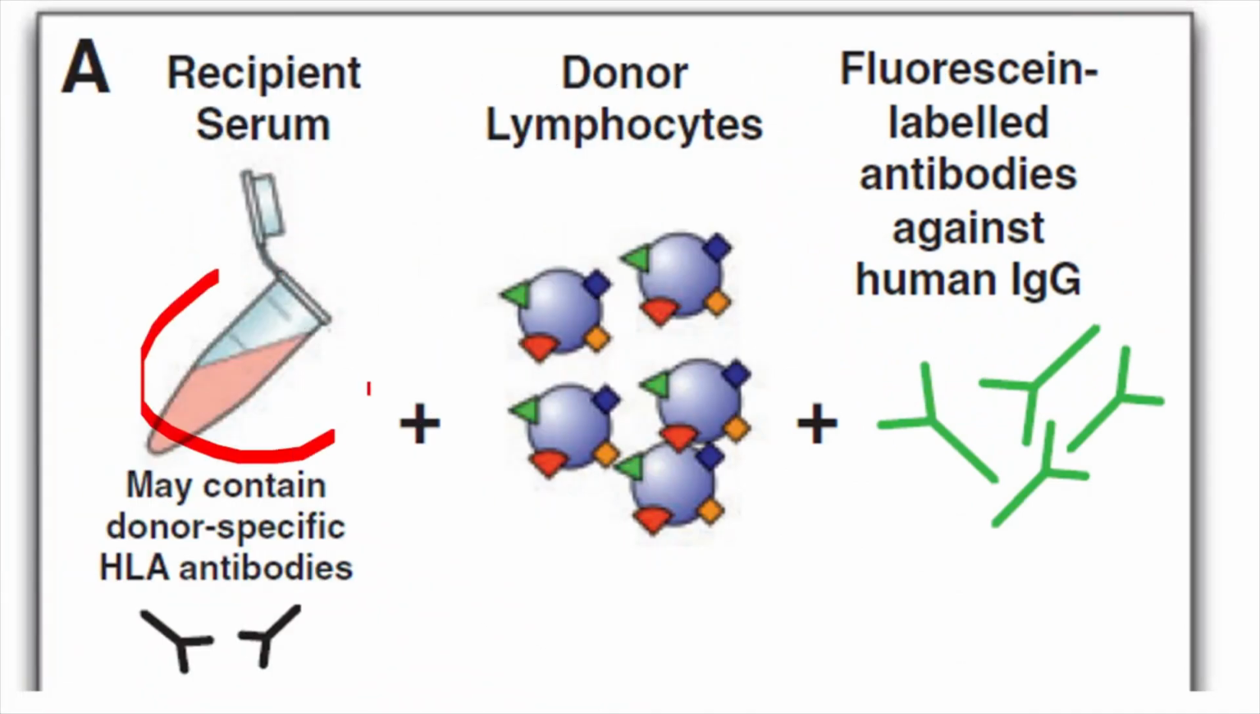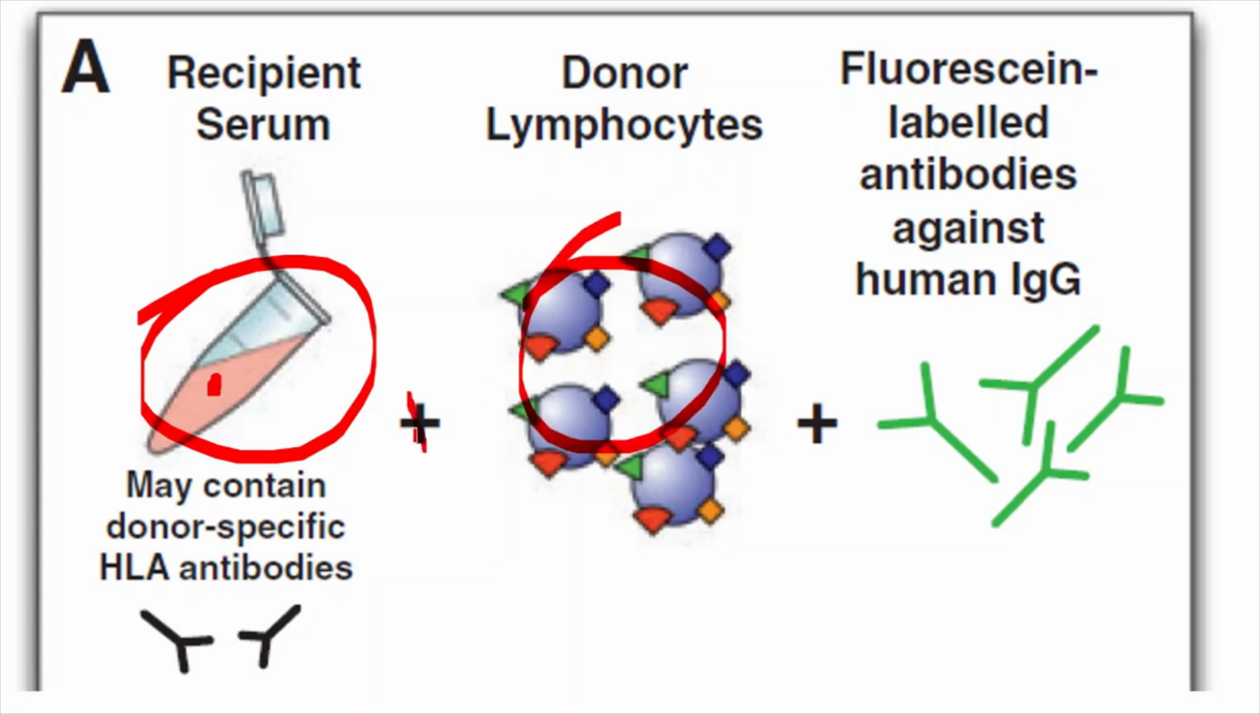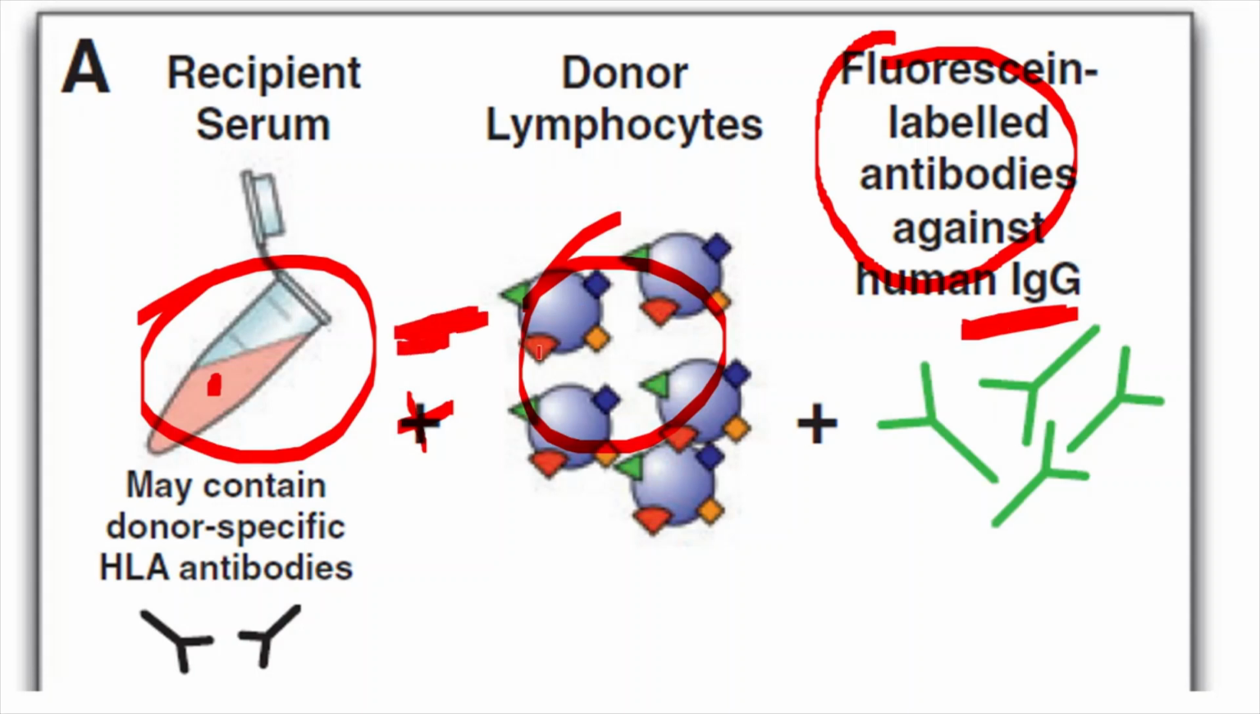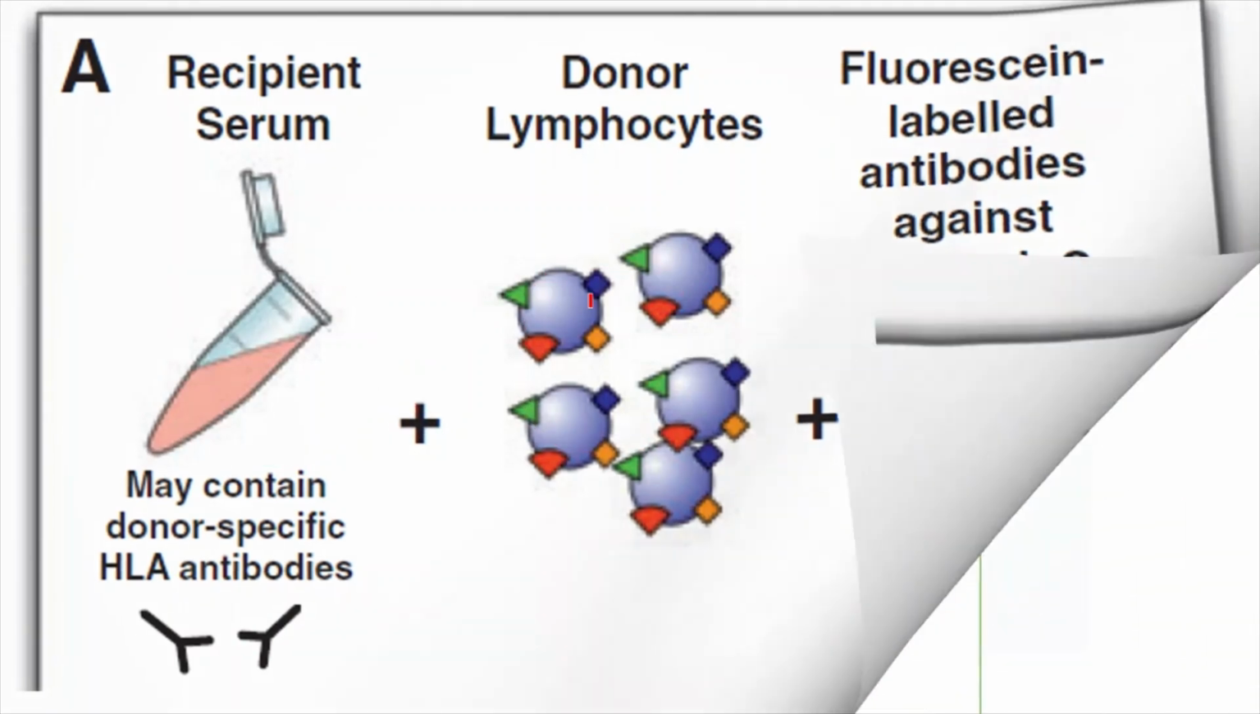So we are taking the recipient serum which might contain antibody, and the donor lymphocyte. You combine these two and on top of it you put a fluorescent labeled antibody against IgG. If there is a reaction between these two, this antibody will go and attach. There will be a colorful reaction which can be given as positive. If there is no interaction between these two, the fluorescent labeled antibodies won't attach there and the result will be negative.